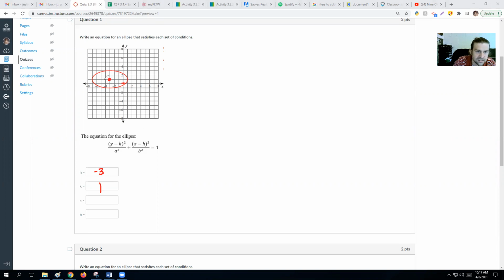Now the a is the length of the major axis. What is a here? a would be how long that distance is, and that would be 4. So we could put 4 squared, or we'll just put 4 here. When we write it out, we would actually square it, but that's basically the length of the semi-major axis. And then b, count up this short length here, that's 2.